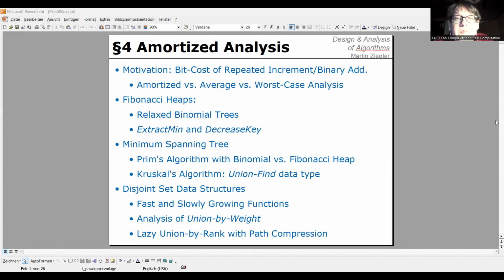And then we discussed Kruskal's algorithm also for minimum spanning tree, and saw that Kruskal's algorithm builds on a disjoint set data structure. We discussed first the union by weight heuristic, and we saw that the union by weight heuristic results in a logarithmic amortized cost. We also discussed fast and slowly growing functions, and what remains to show after the midterm is the definition and the analysis of the lazy union by rank heuristic with path compression, which turns out to have amortized cost equal to the inverse Ackermann function.